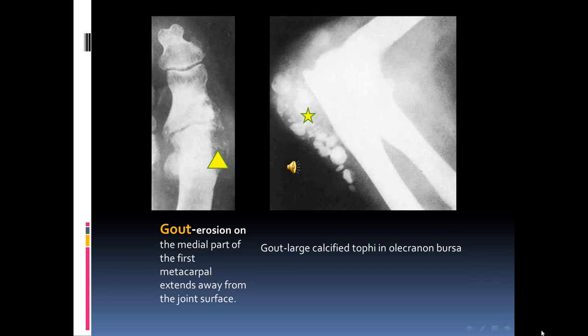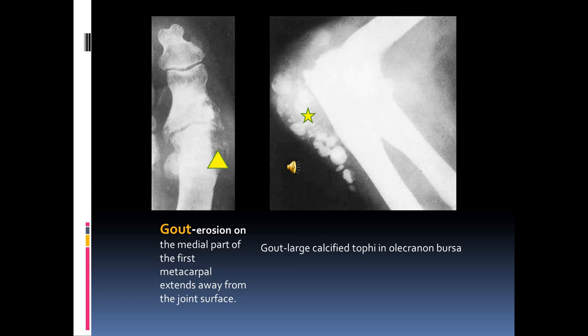In gout arthropathy, we have also another criteria. In this plain x-ray, you can detect there is abnormal erosion in the bones noted in the big toe. So the site is the big toe, and you can see that the yellow triangle is demarcating the region of the bony erosion, which is seen on the medial surface of the big toe, mainly the metatarsal and tarsal bones.